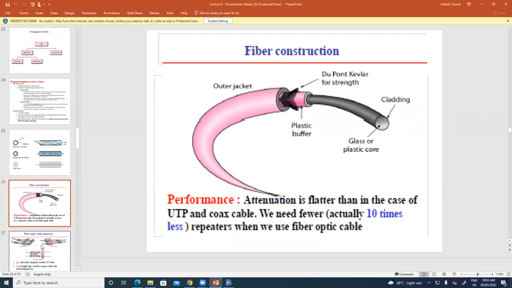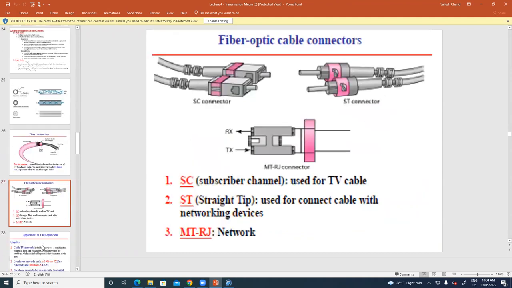The fiber construction: we have the outer jacket, the Kevlar, the plastic buffer, cladding, and the main core. Attenuation is flatter than in the case of UTP and coax cable. We need fewer repeaters, actually 10 times fewer, when we use fiber. So attenuation is flatter. Flatter means very close to zero, no attenuation at all in fiber.